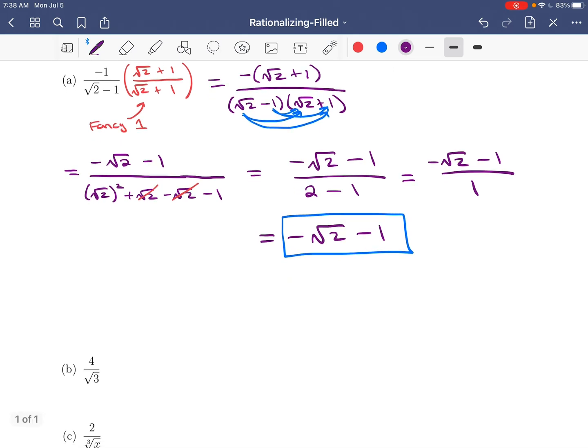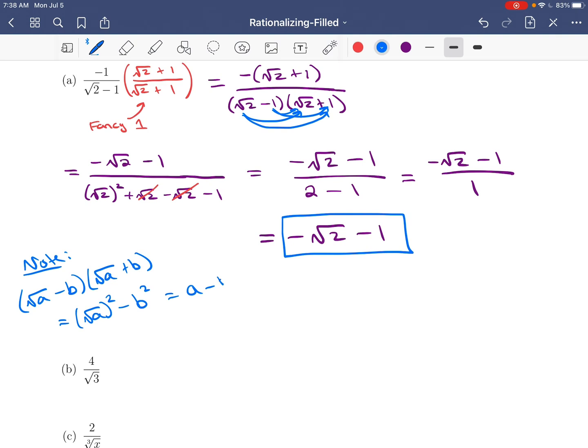But when you have, say, something like what we had, root of a minus b times root of a plus b. When you times it by the conjugate, it's always going to be the root of a squared minus b squared. So it's going to be a minus b squared, because the middle terms are always going to cancel out.